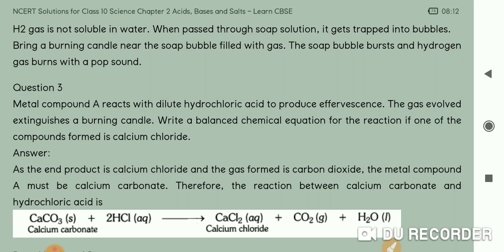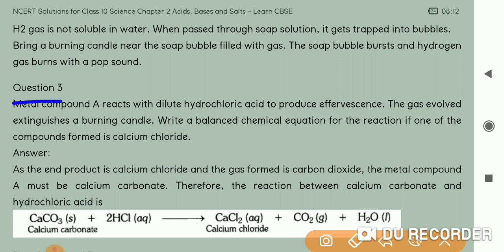So third question is: metal compound A reacts with dilute hydrochloric acid to produce effervescence. Effervescence matlab brisk bubbles are coming with the fast speed. So the gas evolved extinguishes the burning candle. Extinguishing a burning candle, this property can only be present in carbon dioxide. So the gas is carbon dioxide.